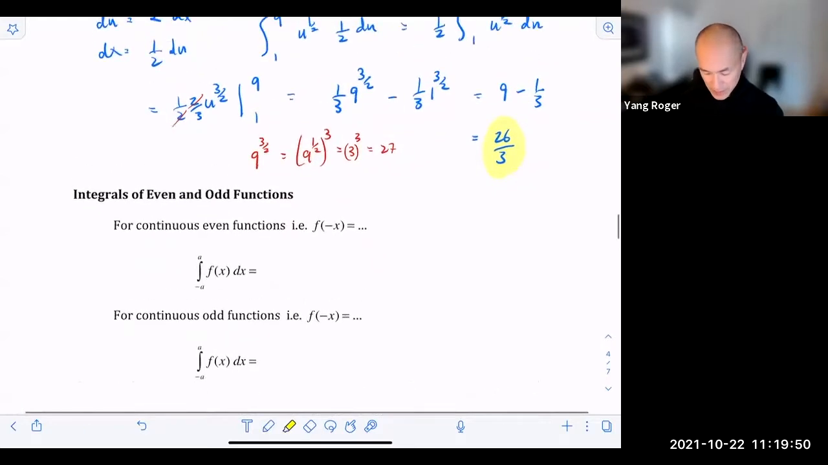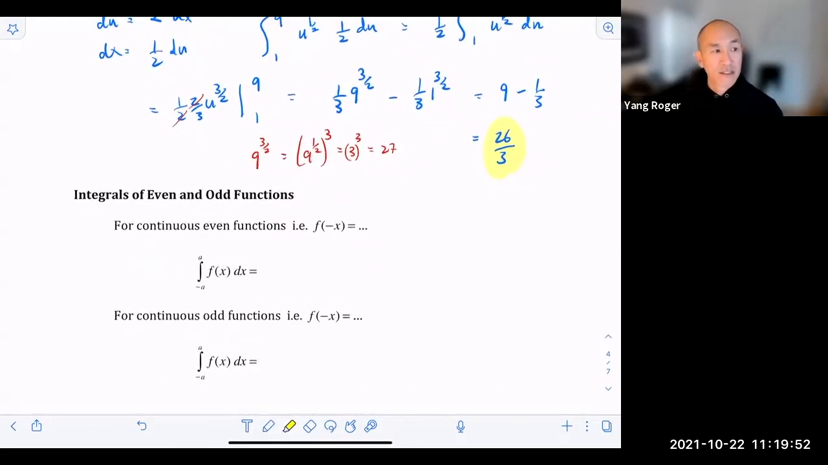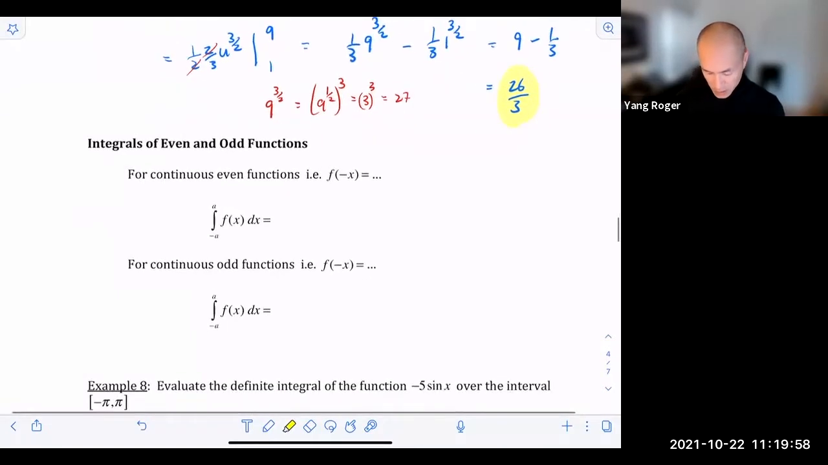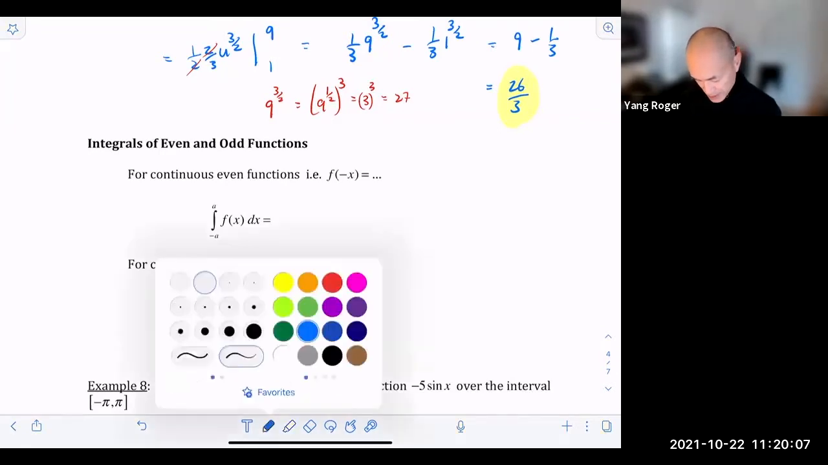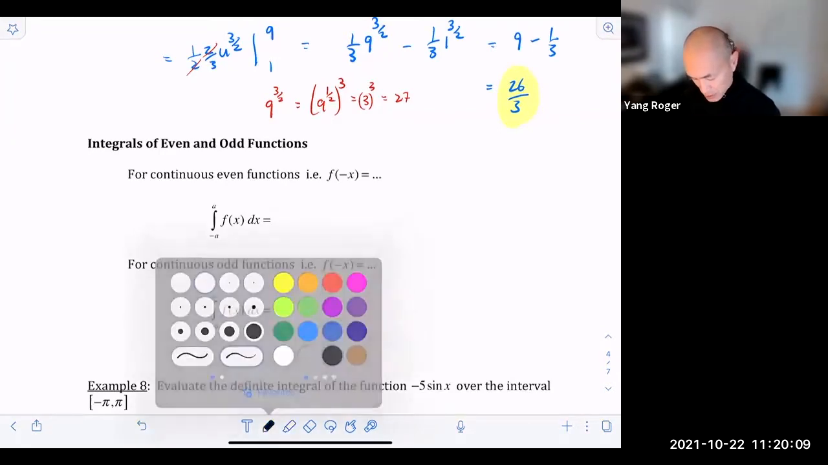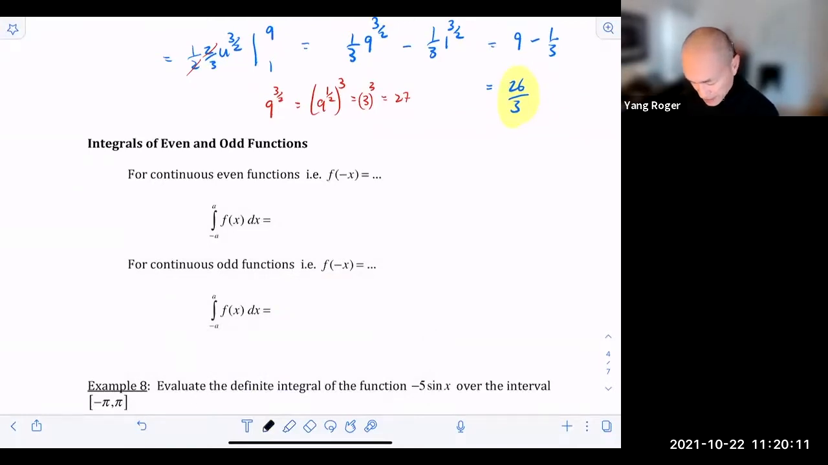I need to tell you a little bit about even and odd functions. There's an algebraic definition of what an even function is. And the algebraic definition is as follows. f is even if when you substitute in negative x, you're going to get the original function back.